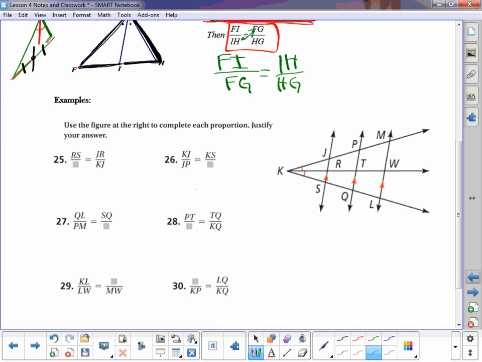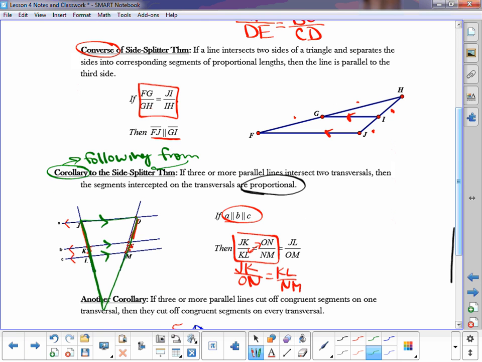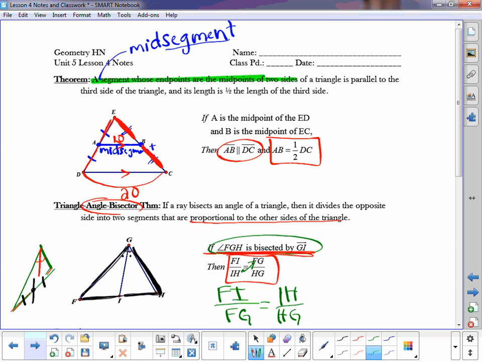Now we're going to use this diagram to identify the different pieces, which piece will complete that proportion, and also which theorem, postulate, or corollary we use. Remember, side splitter deals with the triangle, whereas the corollary to the side splitter dealt with just a set of parallel lines. So if it makes a triangle, it's possibly side splitter. If it does not make a triangle, it's probably going to be that corollary.